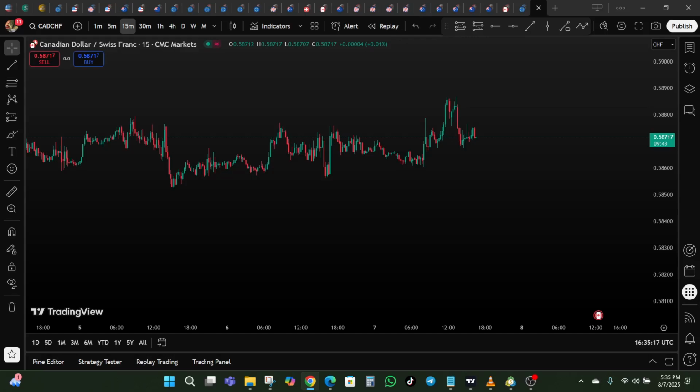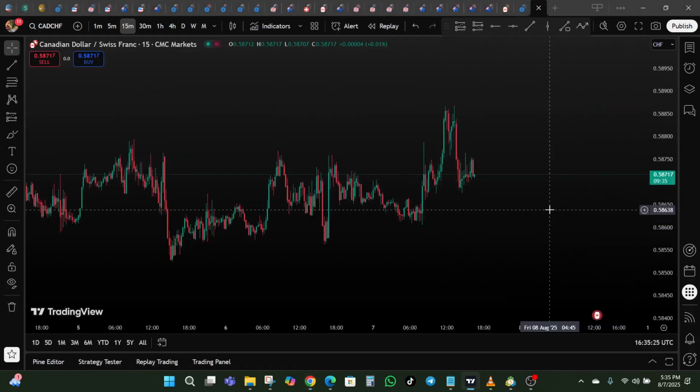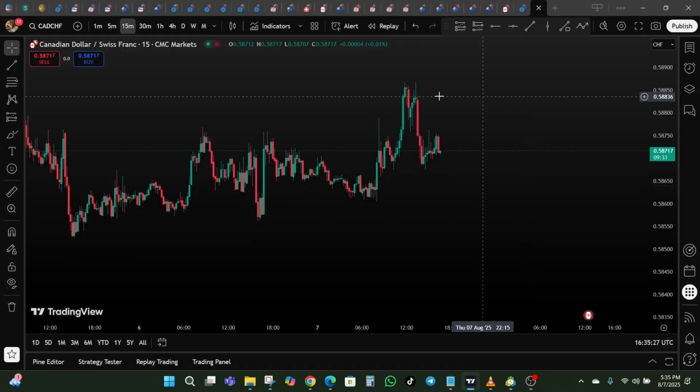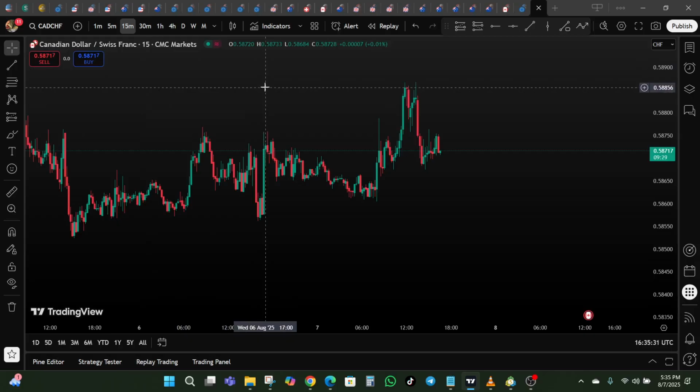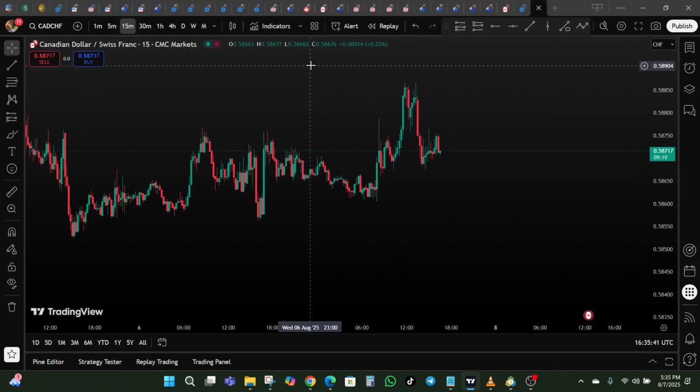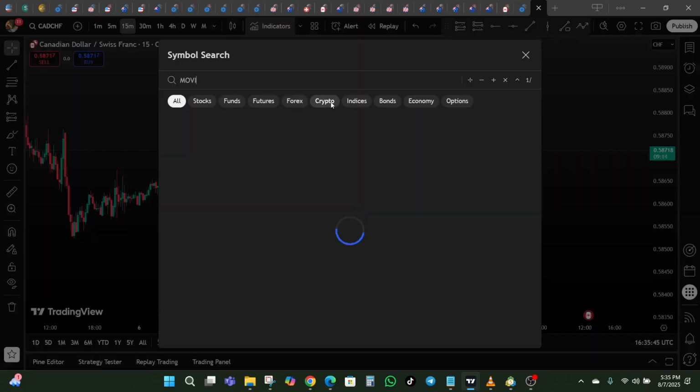So the first strategy that we are going to be looking at is a popular strategy, and if I'm not mistaken, you might have guessed it already. It's a strategy that involves moving averages. Moving averages are very popular indicators that a lot of traders use. At the top of the AI's list is this trend following strategy that uses a combination of the 20 EMA and the 50 EMA.